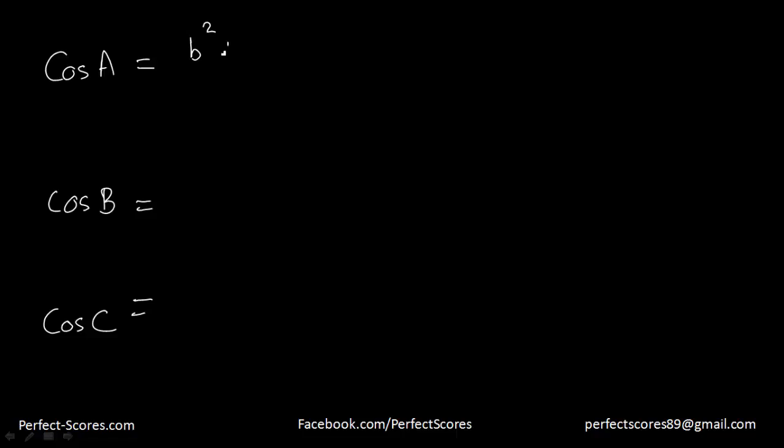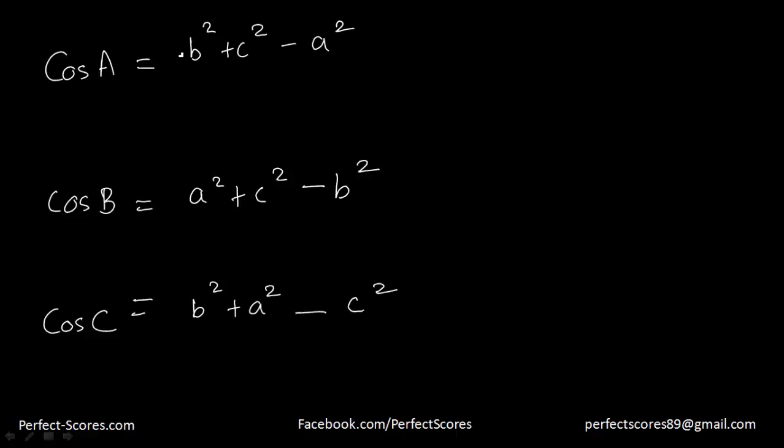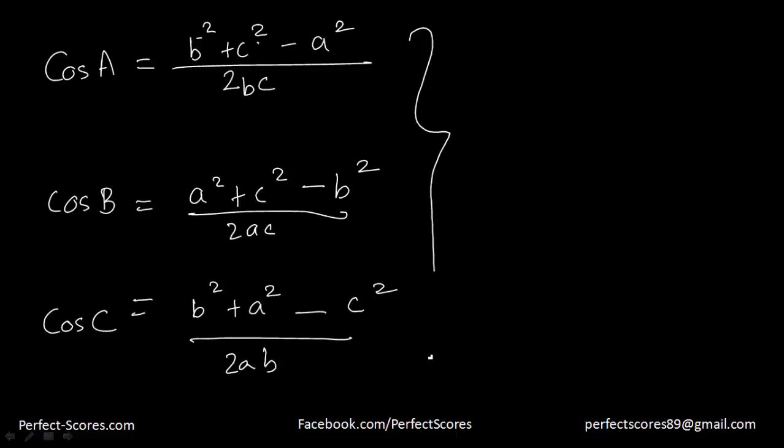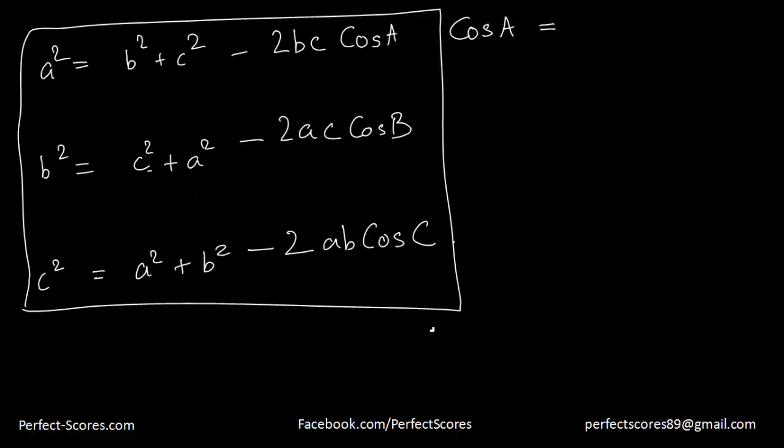For any triangle, I can find the cosine of a, the cosine of b, and the cosine of c. So how am I going to find that? I have a, what is left? B and c. So I'll have b square plus c square. Here a square plus c square. Here b square plus a square. Right? Then I'll subtract a square, b square, and c square respectively, and I'll divide by 2bc, 2ac, and 2ab. So this is the cosine rule that I've been talking about. You can write it either in this way or in this way as well.